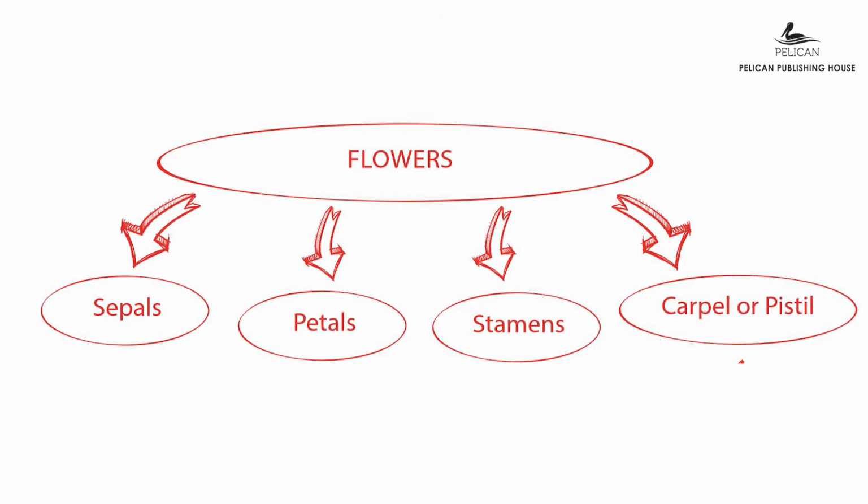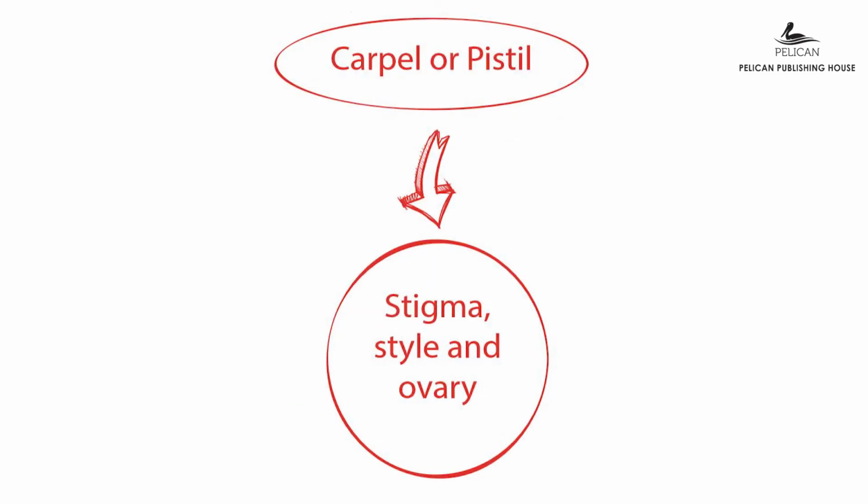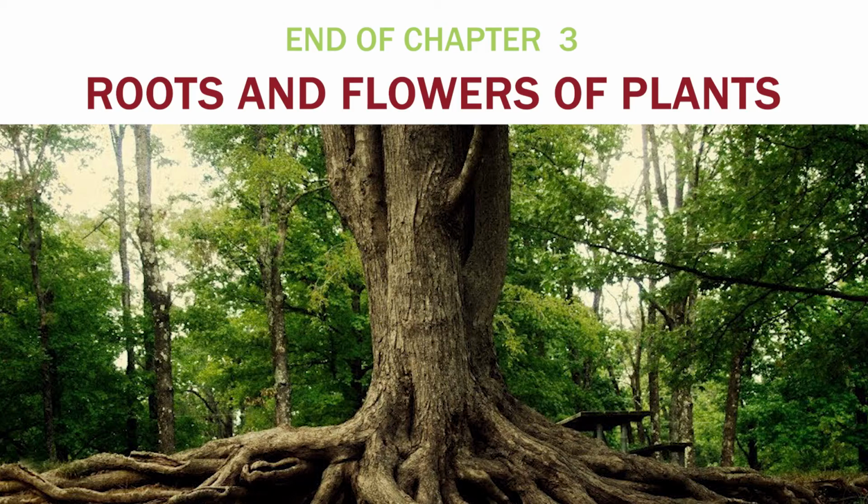Flowers. There are different parts of flowers. Sepals, petals, stamens, carpel or pistil. There are two different parts of a stamen, anther and filament. Carpel is divided into three parts, stigma, style, and ovary.